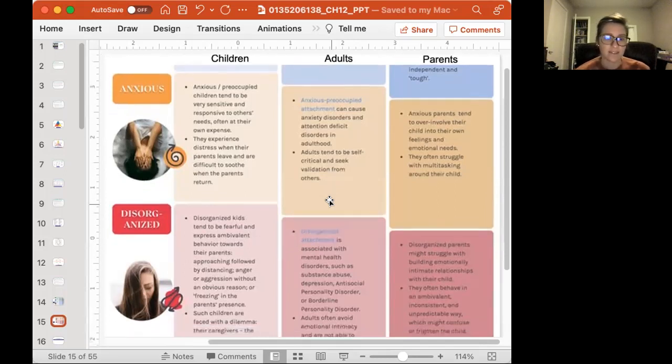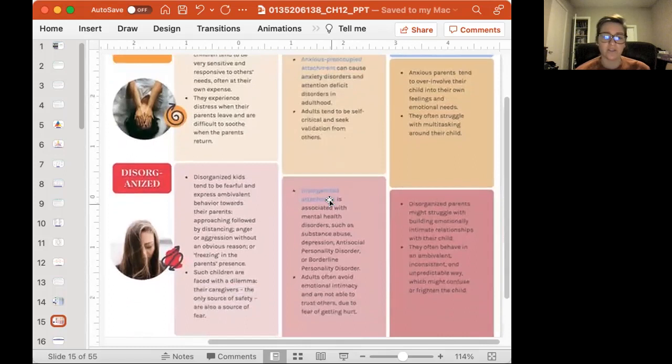And then lastly, the disorganized attachment style. Disorganized kids tend to be fearful and express ambivalent behavior towards their parents. Approaching them is followed by distancing. So they don't want you to be close to them. You go in for a hug and they back up. Anger or aggression is shown without any obvious reason, or there's freezing in the parent's presence. So there's discomfort there.